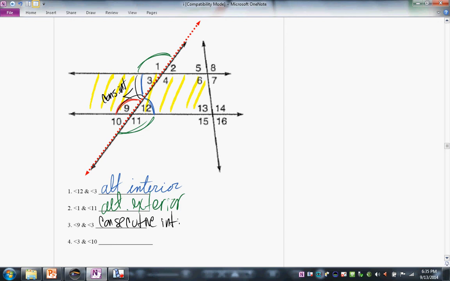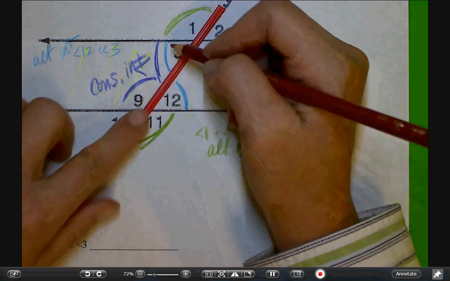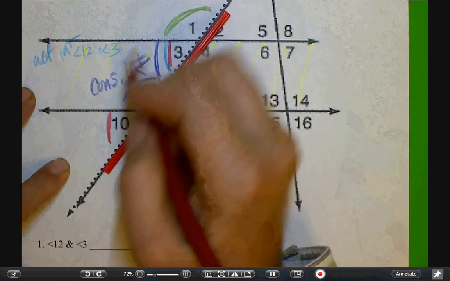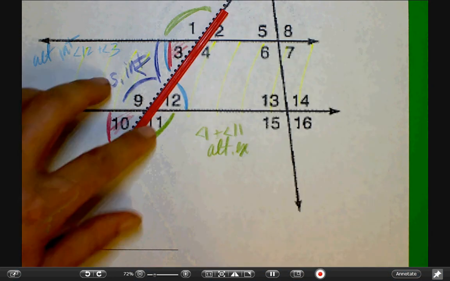Last one, 3 and 10. For 3 and 10, we have one in, one out, same side. 10's out. 3 is in, same side. That's called corresponding. So taking a look here, 3 is in, 10 is out, one's in, one's out, corresponding.